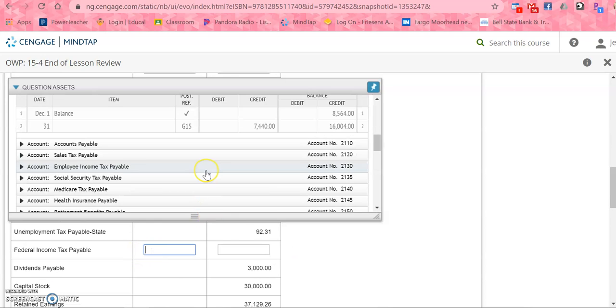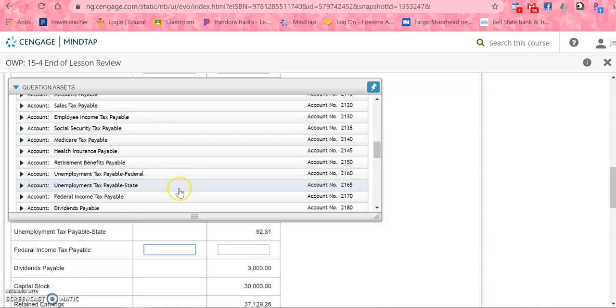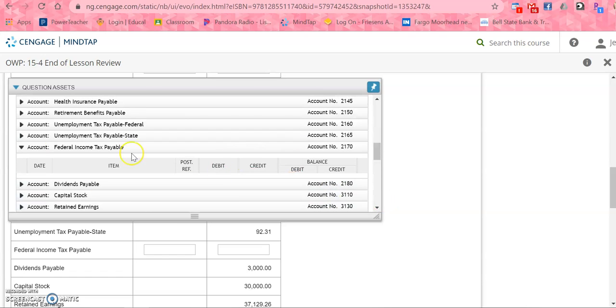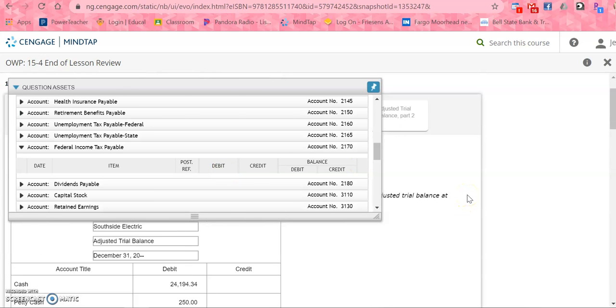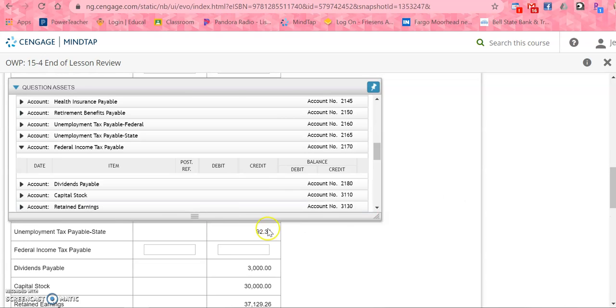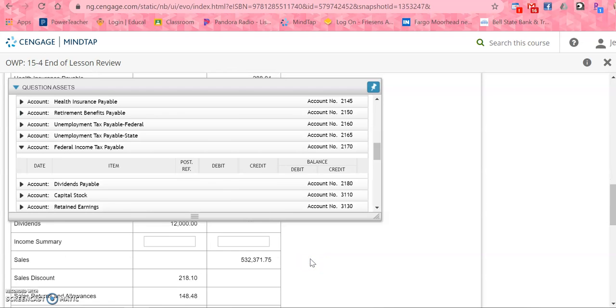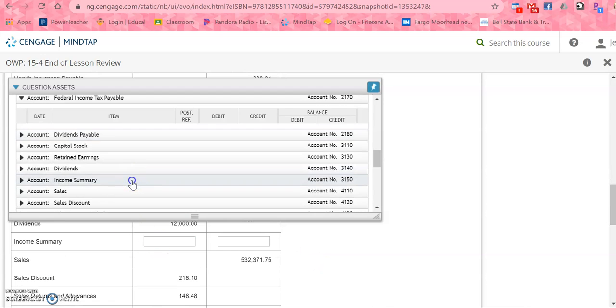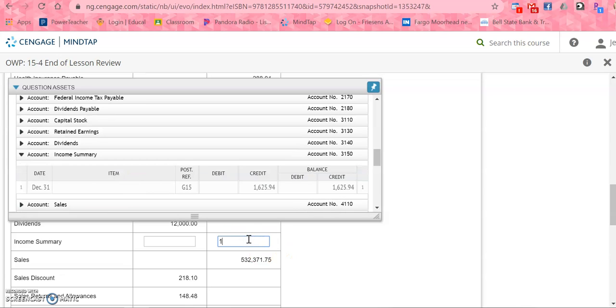Federal income tax payable. There it is. So here we do not have a balance in that account. Nope, sorry. So we're going to leave that blank. They don't show us our balance. And then income summary. We have a credit of $1,625.94. Remember, this one here could be a debit balance, so just make sure that you watch that. You could have a debit or a credit balance in income summary.